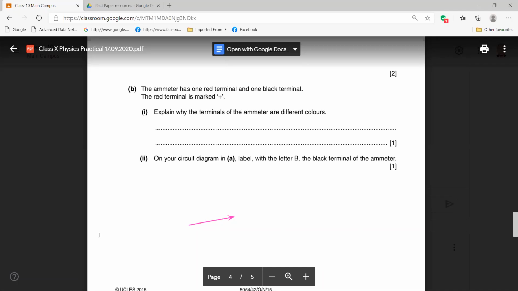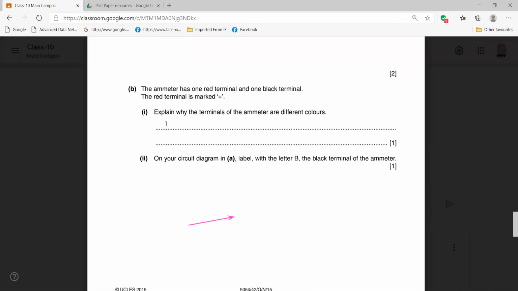You write: because the emitter's terminals have polarity, which means that if we connect the red terminal with the negative part of the emitter, it won't work. Correct. Excellent. So you write it.